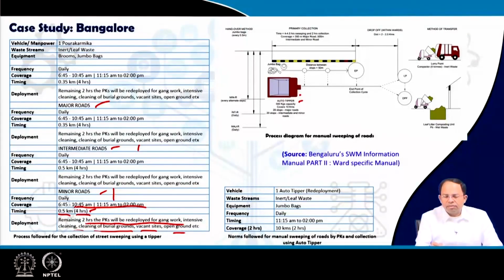Then they have bags with them. For every 50 meters they will travel, and this is the end point of the collection cycle. From here they will transfer the garbage back to a vehicle like this, which will either take it to a compost plant, the leaf waste, or it will take it to a bigger vehicle to transport it to the landfill site. So this is how they have done their plan, and this is how vehicles and manual laborers are deployed for collecting garbage.